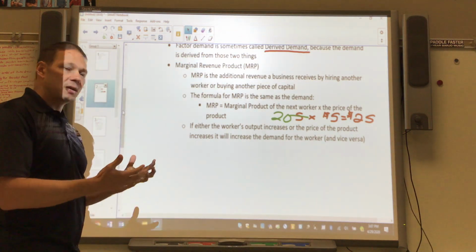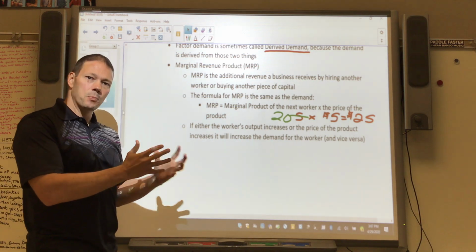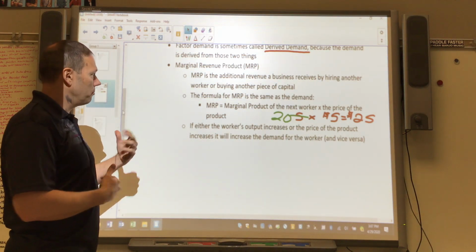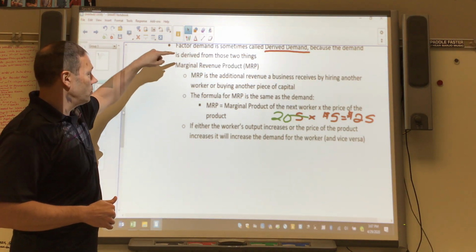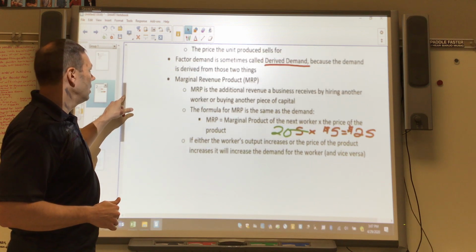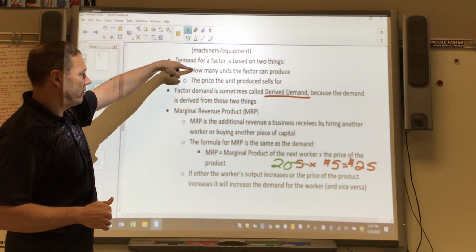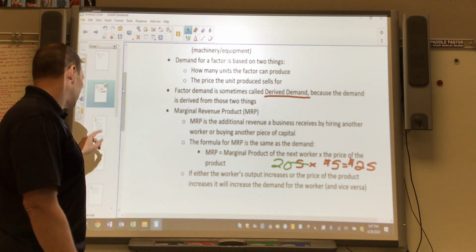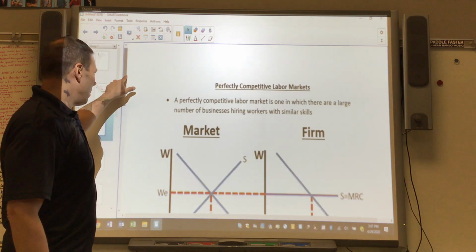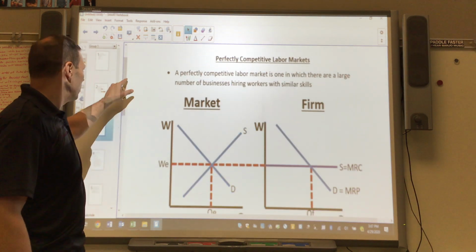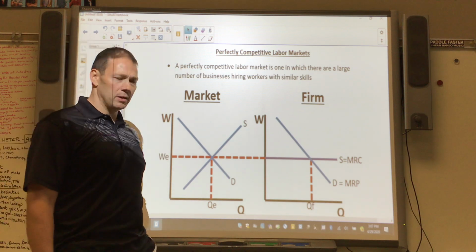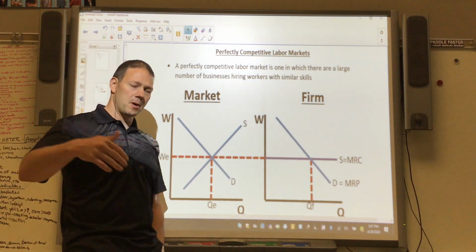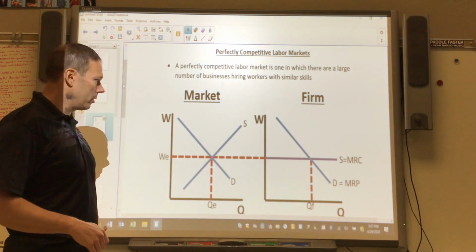So pretty simple, but just the idea of demand and MRP being the same thing, and basically derived from these two things, okay, which is up here: how many units the factory can produce and the price that they sell for. Now, let's look at, excuse me, there are two types of labor markets. There's perfectly competitive labor markets, and there's monopsonistic labor markets.